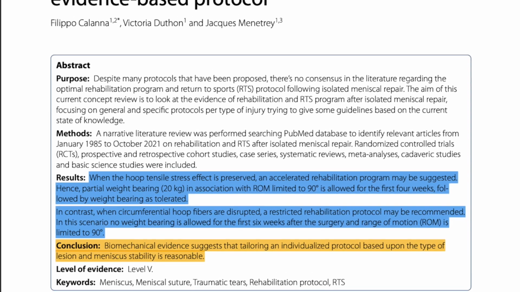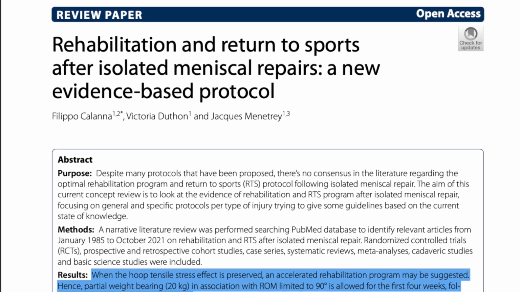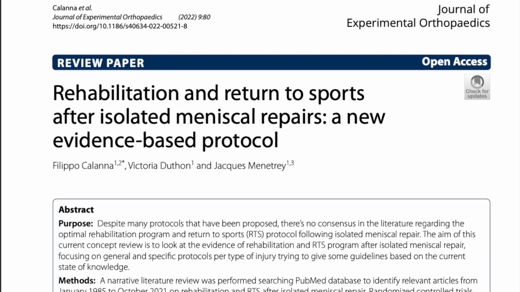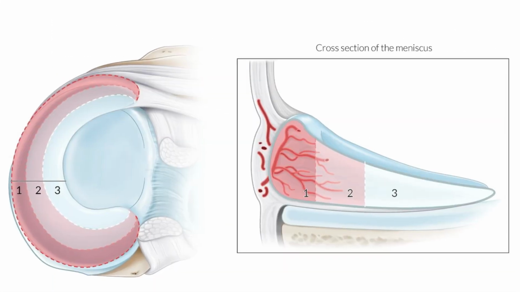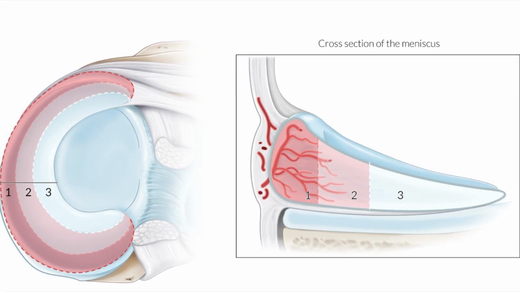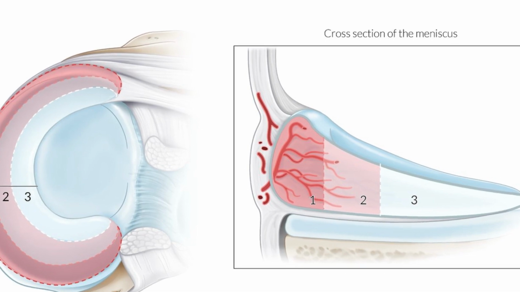Okay, now we can start with rehabilitation and return to sports after isolated meniscal repair. From a biomechanical point of view, the menisci have different functions: load distribution, shock absorption, cartilage nutrition, stability, and the capacity of lower friction, increasing the congruency of the joint.